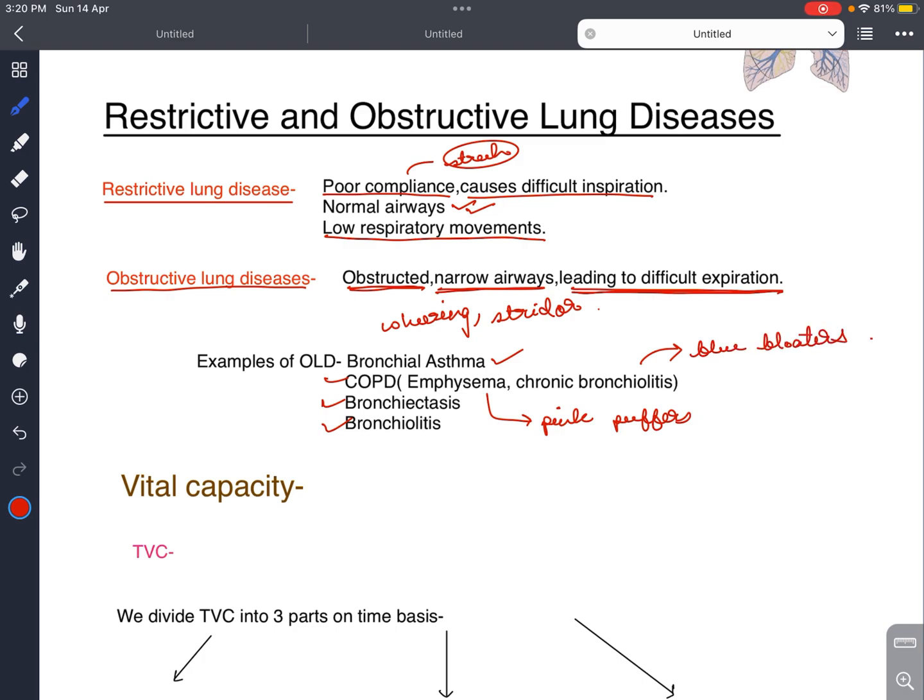I'll talk about all these conditions separately in my next videos. Here we'll just differentiate these two topics properly, and then I'll go to the particular diseases later on.